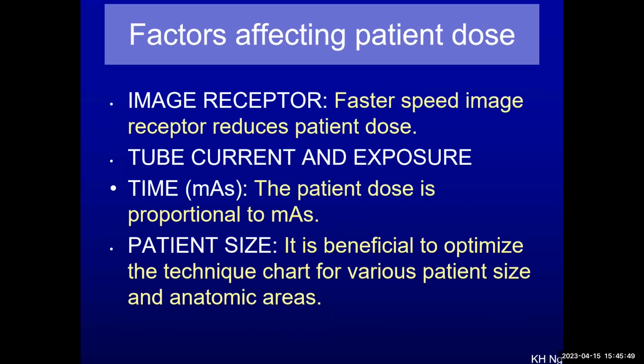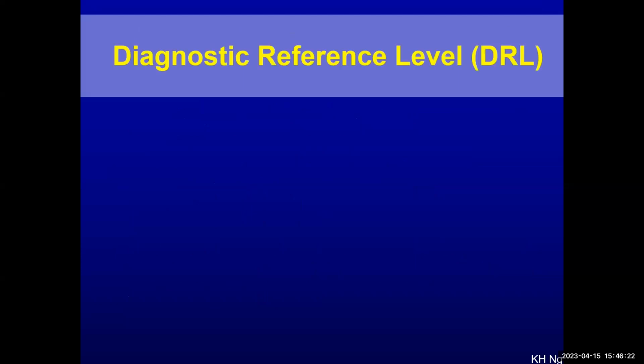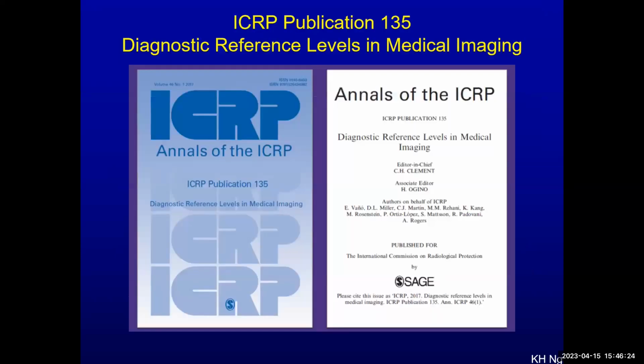In the past, we dealt with film, which had different speeds. Today, different receptors also have different speeds and sensitivity, also called DQE, and the tube current exposure, the mAs, right? Patient dose is proportional to mAs. And size, obviously we know, right? The bigger the size or thicker, you also have a much larger absorbed dose or ESAP.